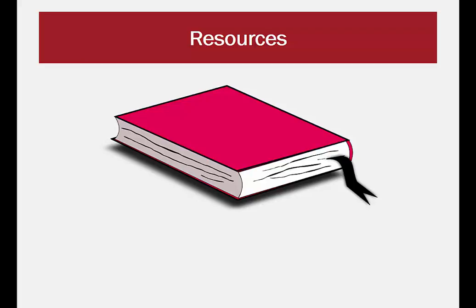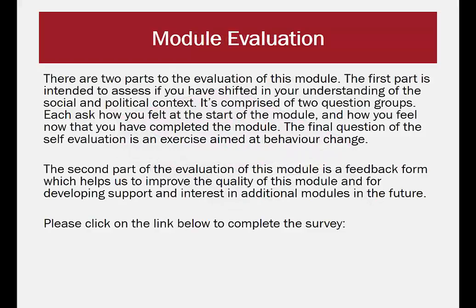Below, you will find a few resources if you are interested in learning more about the political and social context of injury prevention practice. There are 2 parts to the evaluation of this module. The first part is intended to assess if you have shifted your understanding of the social and political context. It's comprised of 2 question groups. Each ask how you felt at the start of the module and how you feel now that you have completed the module. The final question of the self-evaluation is an exercise aimed at behavior change.